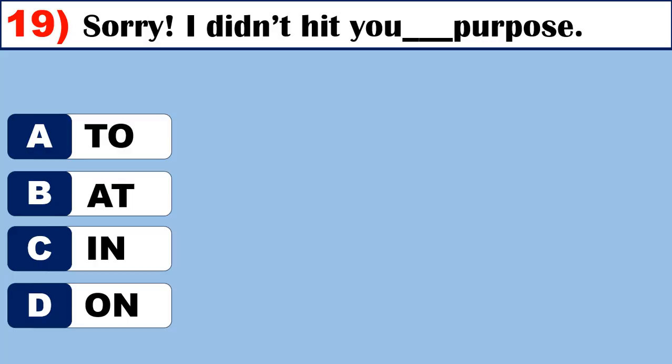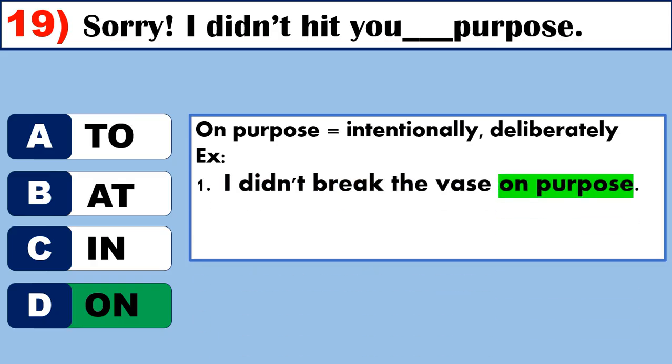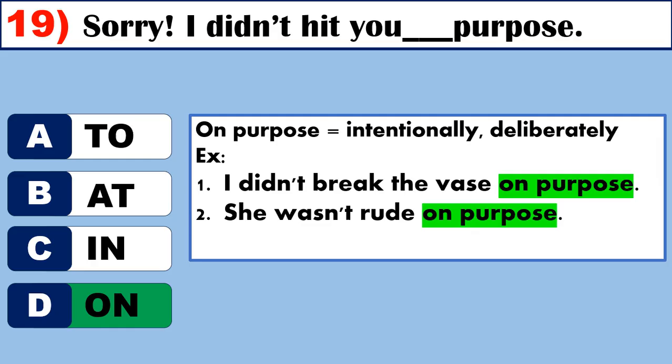Number 19. Sorry, I didn't hit you on purpose. To do something on purpose is faire quelque chose exprès. Je ne l'ai pas fait exprès. I didn't do it on purpose. So, on purpose here, faire exprès. Intentionally, deliberately. Example, I didn't break the vase on purpose. Je ne l'ai pas cassé exprès. She wasn't rude on purpose. So, on purpose, he did it on purpose. Il l'a fait exprès.